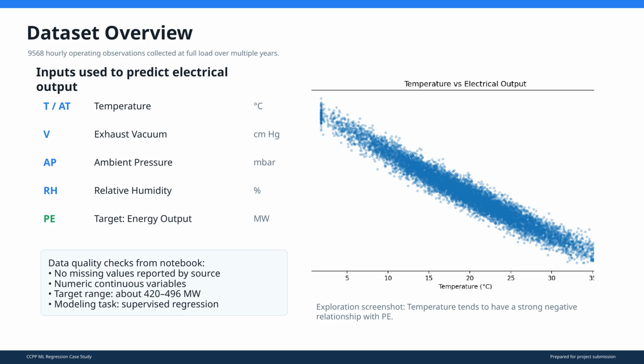The dataset contains 9,568 hourly observations. The 4 input variables are temperature, exhaust vacuum, ambient pressure, and relative humidity. The target, PE, is the net electrical energy output in megawatts. Initial checks confirmed numeric variables and no missing value issue. The target ranges from roughly 420 to 496 megawatts. Exploratory analysis also shows that temperature has a strong negative relationship with power output.